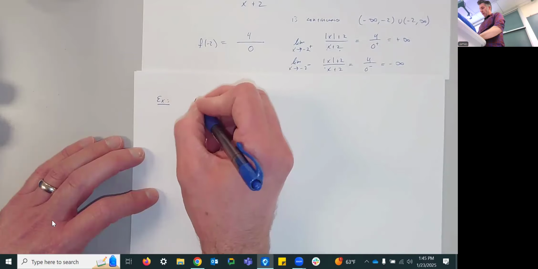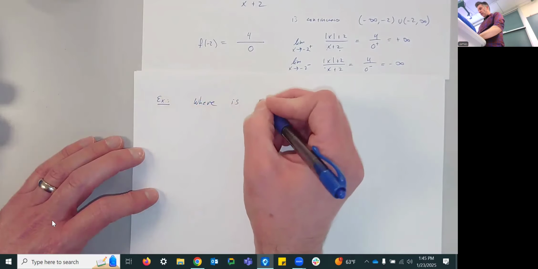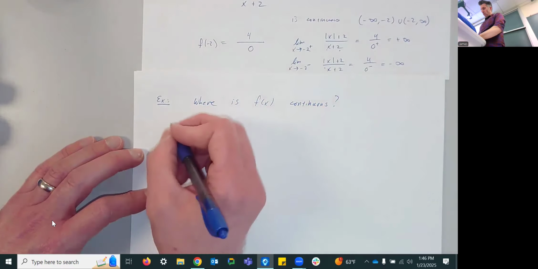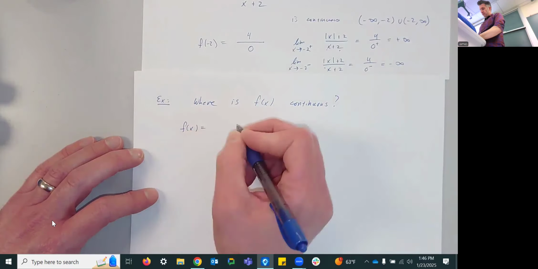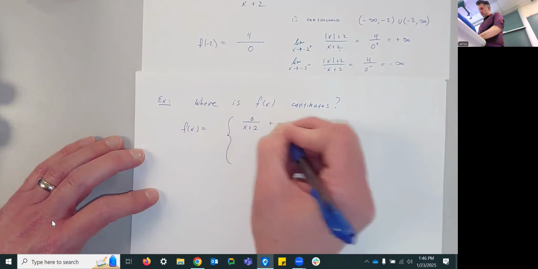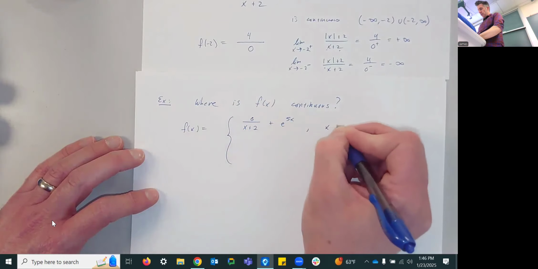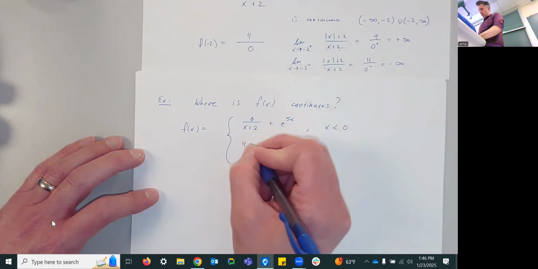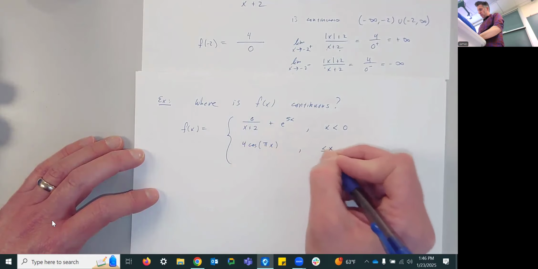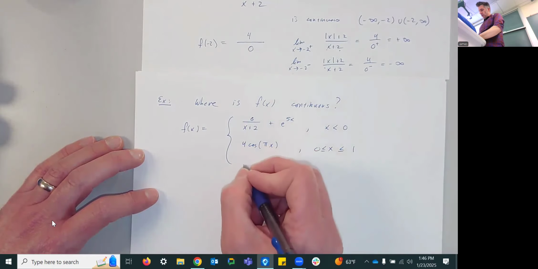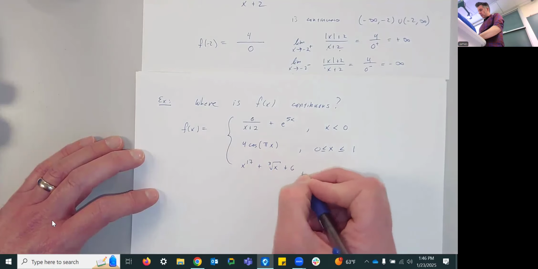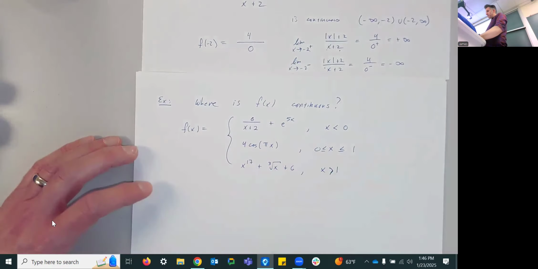And I'm going to ask it in the way I think is more annoying. Where is the following function f of x continuous? f of x is equal to 6 over x plus 2 plus e to the 5x when x is less than 0, 4 times cosine of pi x when x is bigger than or equal to 0 and less than or equal to 1, and x to the 17th plus the cube root of x plus 6 when x is bigger than 1.